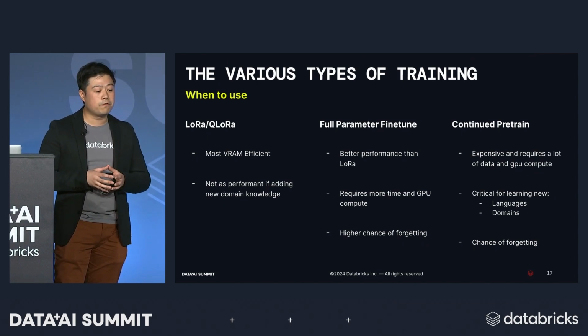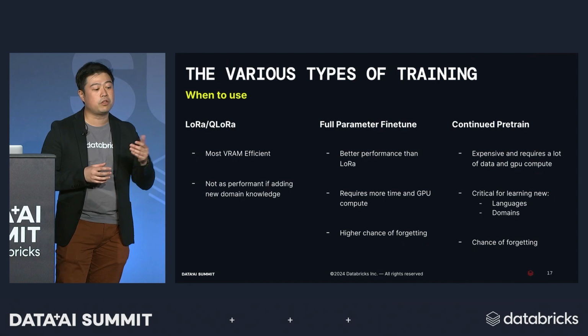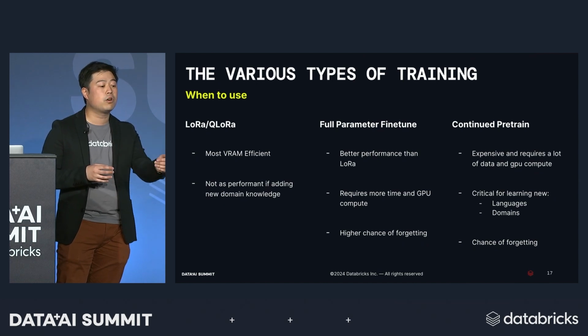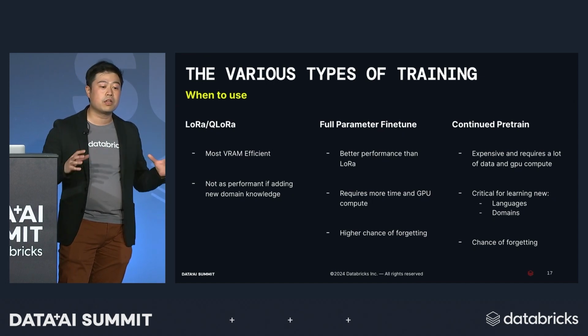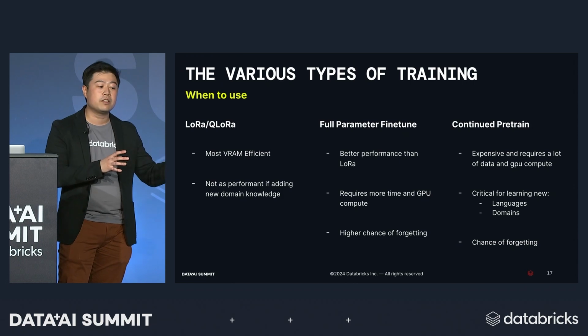You can do a full parameter fine tune. It generally gives you better performance, but of course it requires more time and more GPU compute. And when you're doing that, you could find the model actually goes backwards in other areas as well. So it's important to have a good eval set, including things that might not fall within your use case, to see if the model's getting worse at other things.